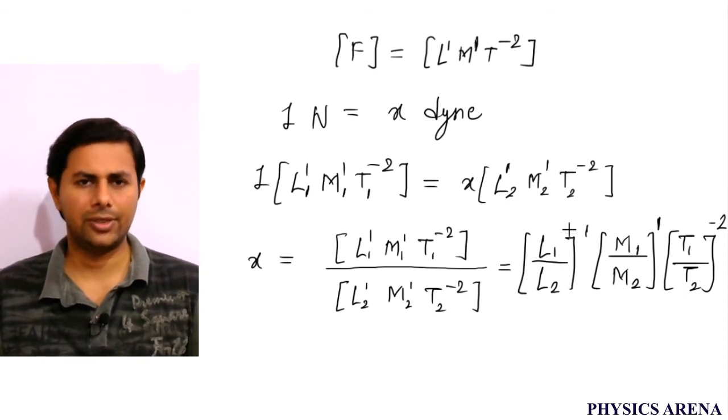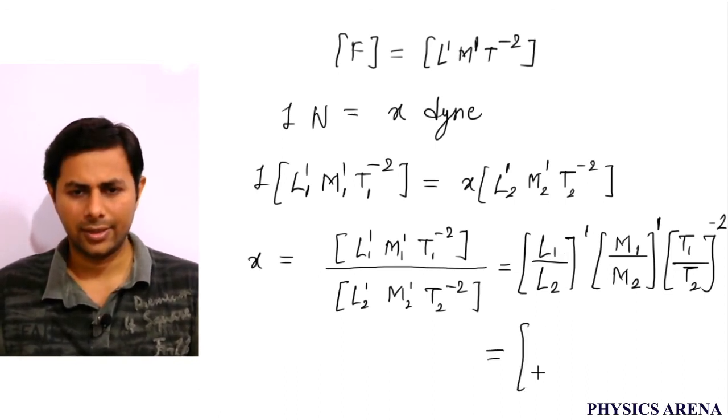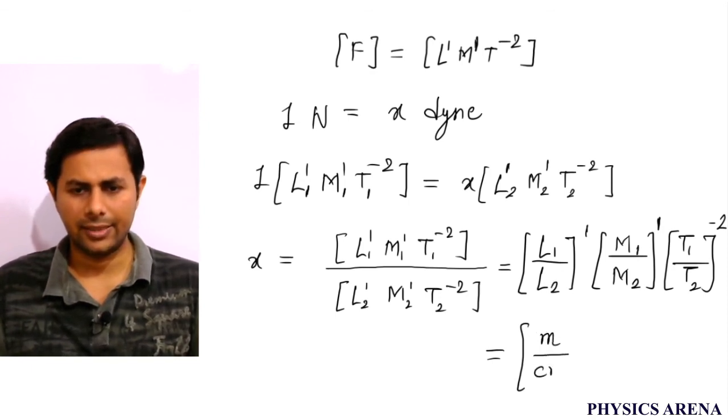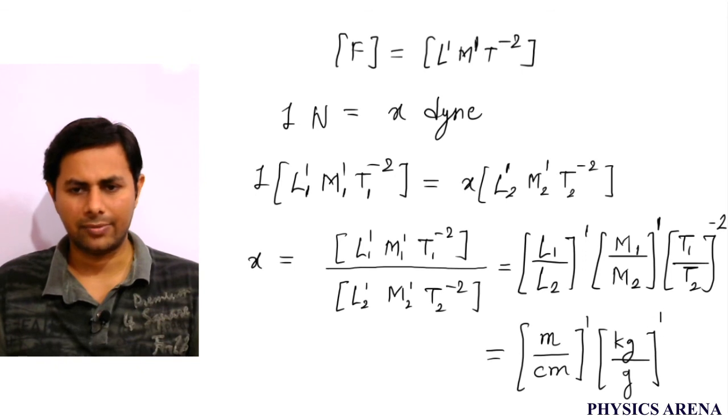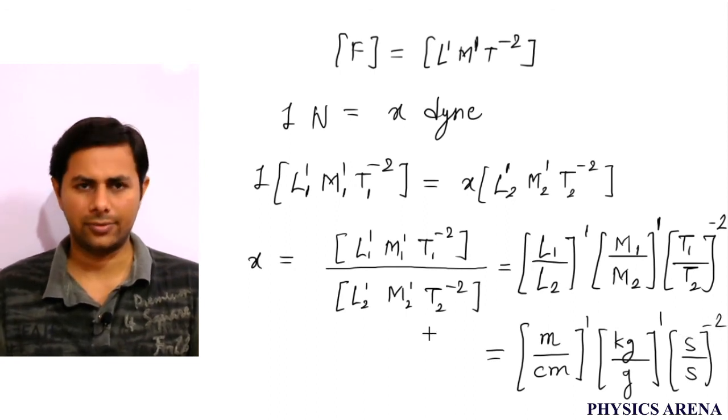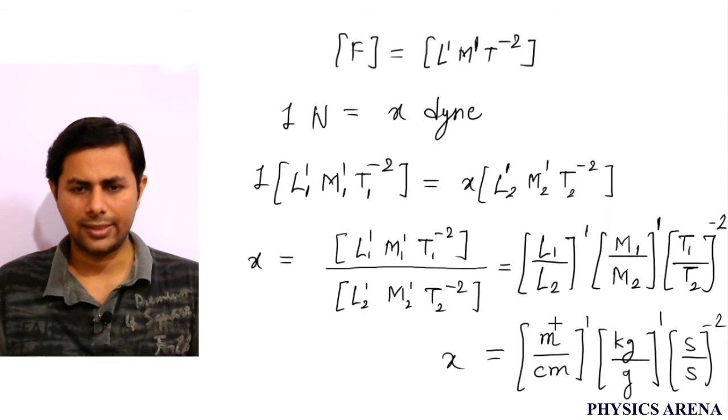Now we can substitute actual units in SI and CGS system. So for SI system, the unit of length is meters, and in CGS system it is centimeter. So meter divided by centimeter raised to 1. Unit of mass in SI is kg and in CGS it is gram, so kg divided by gram raised to 1, and unit of time is same, so second divided by second raised to minus 2. Okay, so x is equal to this.